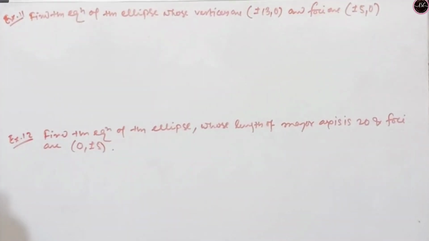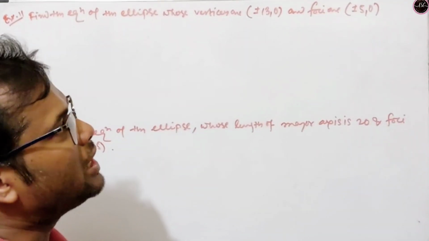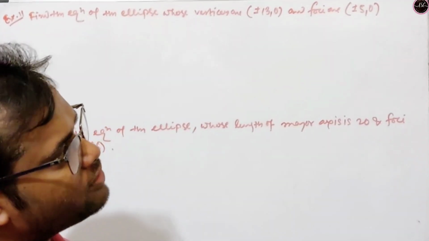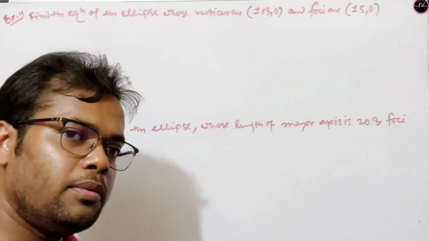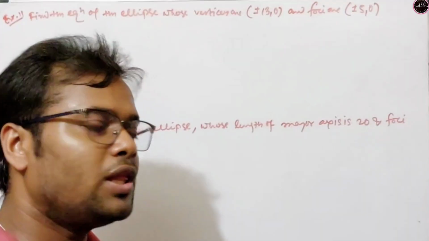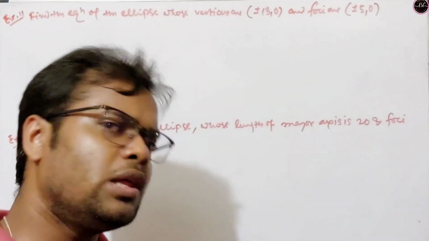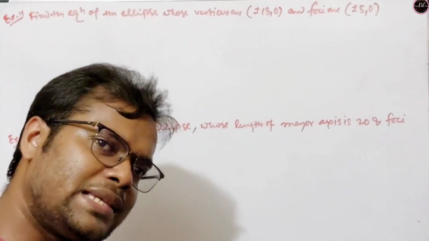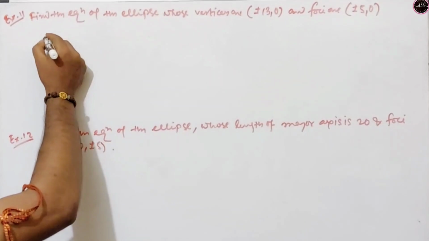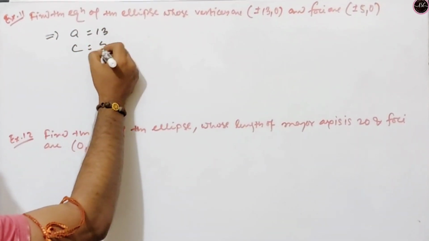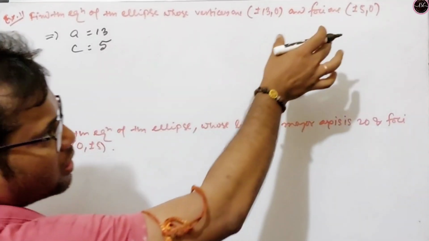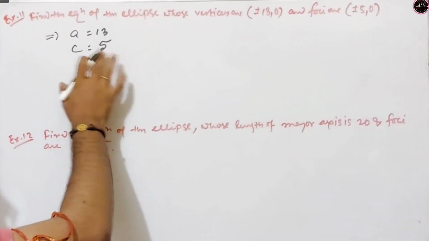Now look at this question. Find the equation of the ellipse whose vertices are plus minus 13, 0 and foci are plus minus 5, 0. By these 2 points we already know that the points are on the x axis, so the major axis must be on the x axis. So here we can write a equal to 13 and c equal to 5, as foci are plus minus 5, 0.